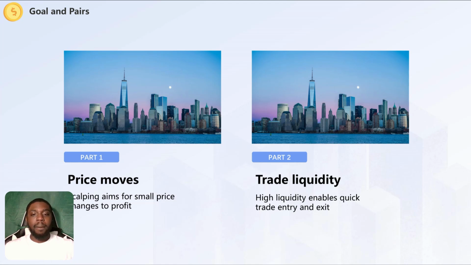Goals and pairs. So price moves. Scalping aims for small price changes to profit. So with scalping, it's all about the quick impulses that happen in the market. So you're going to want to trade through high volatility markets. For Forex, I would say definitely London session and definitely New York session early in the morning, especially if you're trading indices. Trade liquidity. So high liquidity enables quick trade entry and exits.